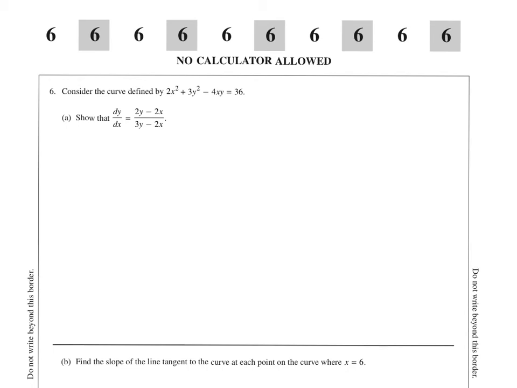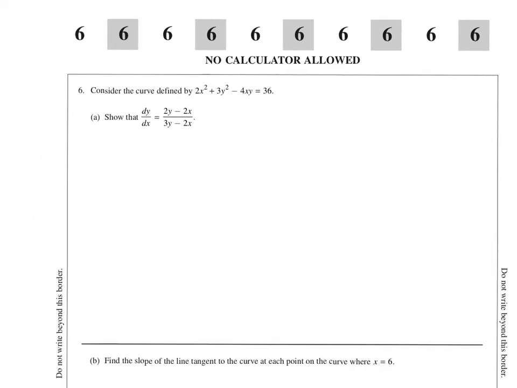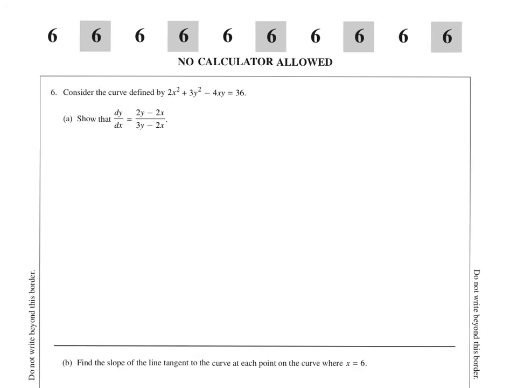The question starts with implicit differentiation. It gave us the function 2x squared plus 3y squared minus 4xy equals 36. We have to take that derivative and prove that the derivative is 2y minus 2x over 3y minus 2x. We can do this. Just don't forget your dy/dx's.